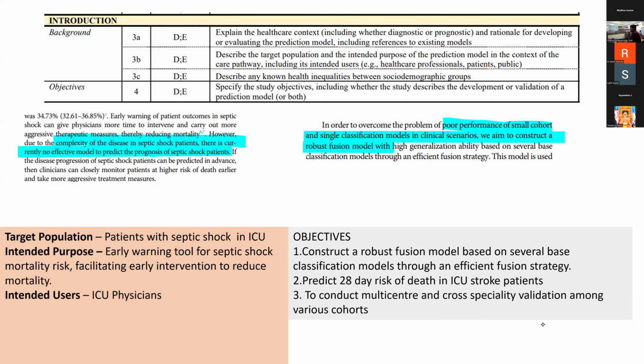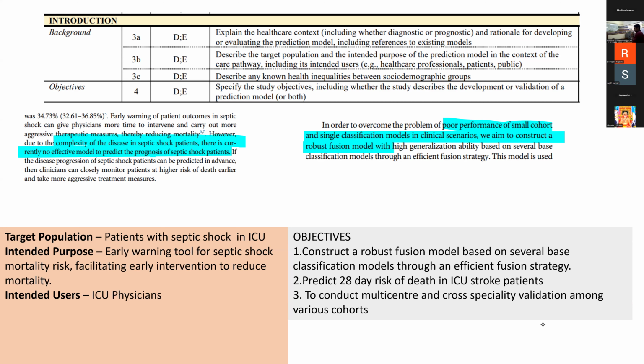Now, the next, third question, is the background: whether they have given the healthcare context or the rationale for developing the model. So they had given the healthcare context. They have said that septic shock is a very complex disease, and currently there is no effective model to predict the prognosis of these septic shock patients. And the existing models give poor performance, and most of them cannot be used in clinical scenarios. So they wanted to construct a robust fusion model. That's the clinical context which they mentioned.